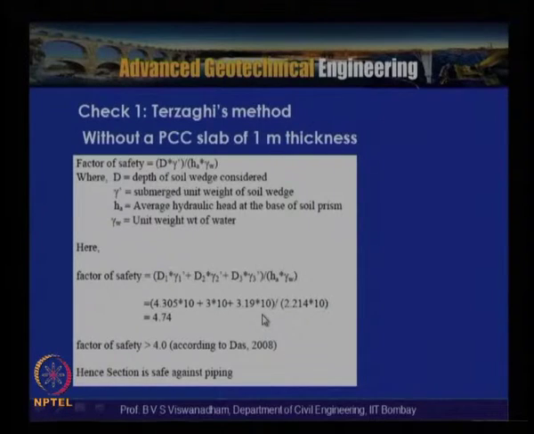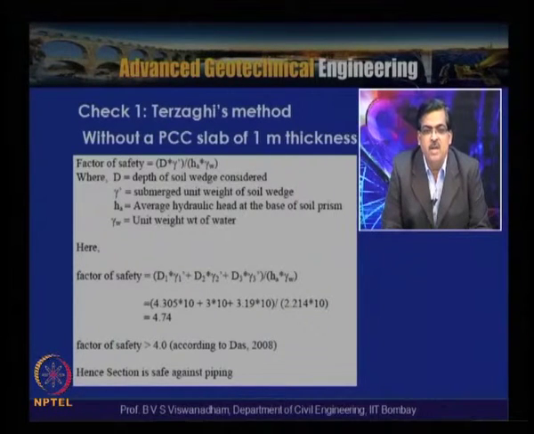So, the check against piping, one is check 1, Terzaghi's method. Let us consider a case without a PCC slab of 1 meter thickness. Then the factor of safety, as we have defined, is d, the depth of penetration, into gamma dash divided by HA into gamma W. HA is the average hydraulic head at the base of the soil prism. So, based on that the factor of safety can be obtained, where d1 into gamma 1 dash, d2 into gamma d dash and d3 into gamma 3. So, based on the respective unit weights, and by taking the submerged unit weights, we can get the factor of safety without a PCC slab.